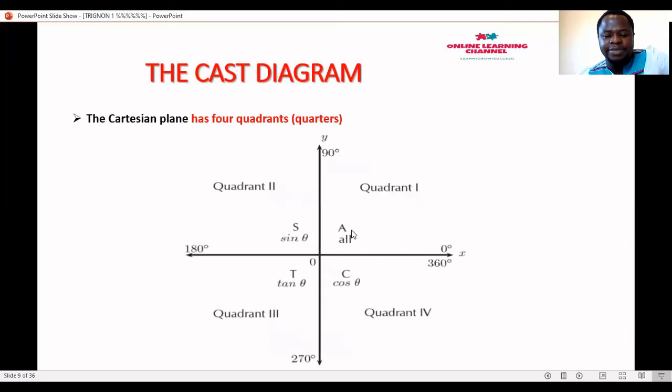Some say all students take chocolate, you know, all that. So here just know that A means that all trig ratios are positive, and then here for S, sine is positive, the rest are negative. Tan is positive here, and the rest are negative. Cos is positive here in the fourth quadrant, the rest are negative.